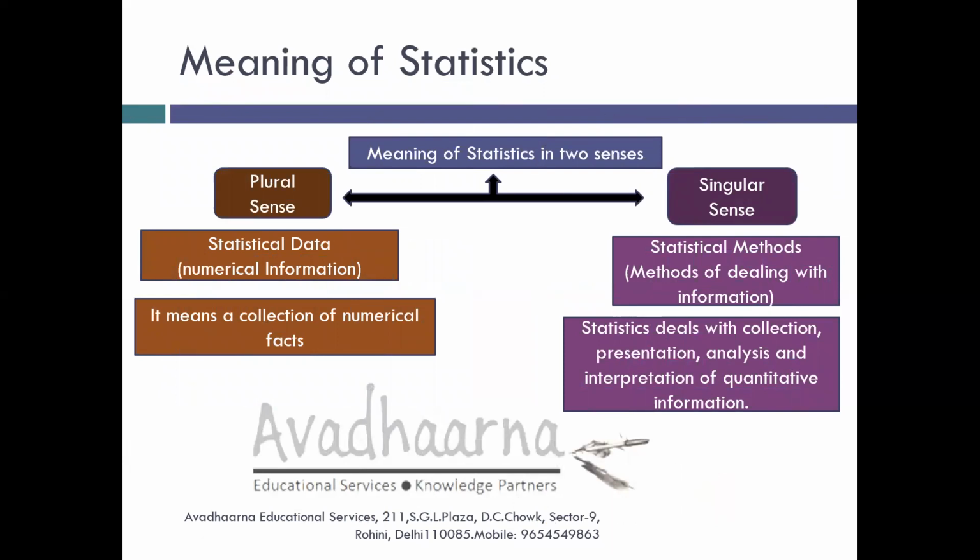topic, meaning of statistics. See, statistics is defined in two senses. First is in plural sense and second is in singular sense. In plural sense, statistical data is being defined as just numerical information. Fine. In plural sense, we say that statistics is the collection of numerical data or numerical facts. But in singular sense, statistical methods are being defined. When we are talking about statistics in singular sense, it means methods of dealing with information. So statistics deals with collection, presentation, analysis and interpretation of quantitative information.